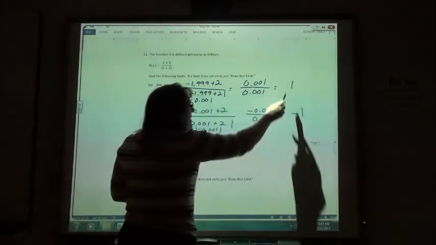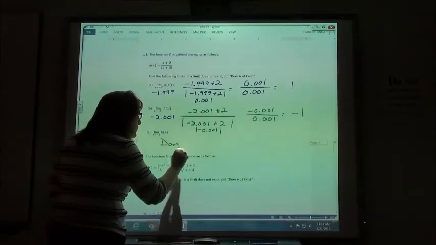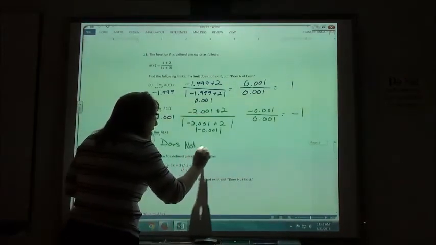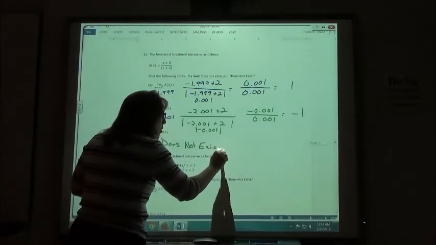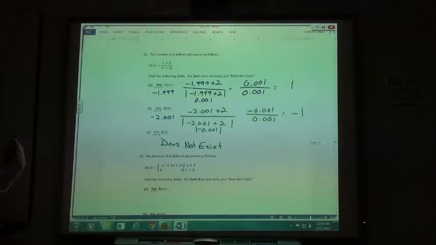Because in this case, this is +1 and this is -1, the limit here does not exist because they don't approach the same value as I approach from the positive direction and the negative direction.